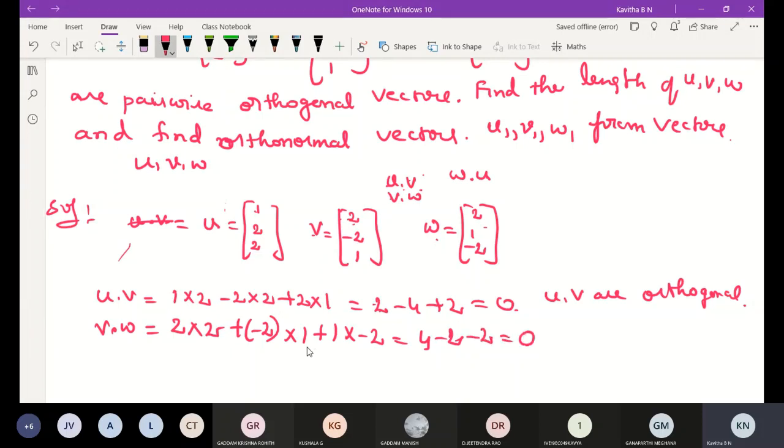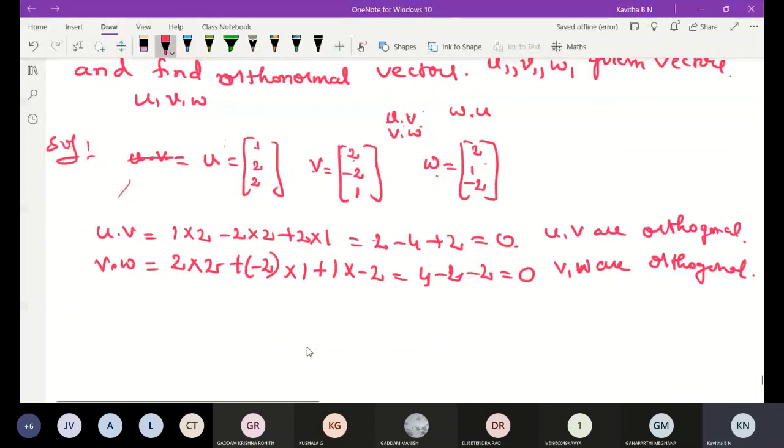So v comma w are orthogonal. The next, w dot u means 2 into 1 plus 1 into 2, then minus 2 into 2. Okay, 2 plus 2 minus 4. We are getting 0 here. Means w comma u are orthogonal.